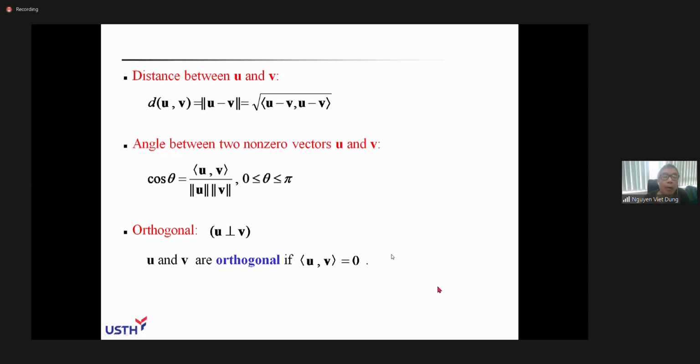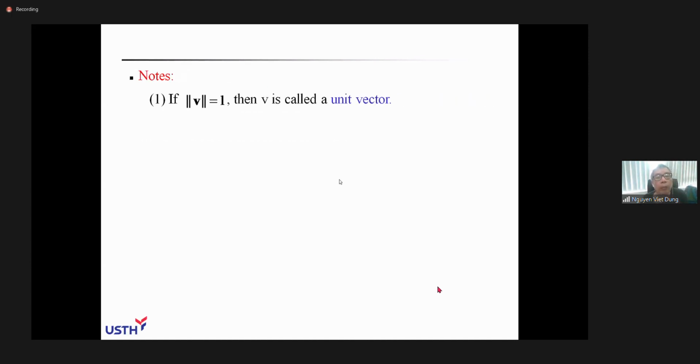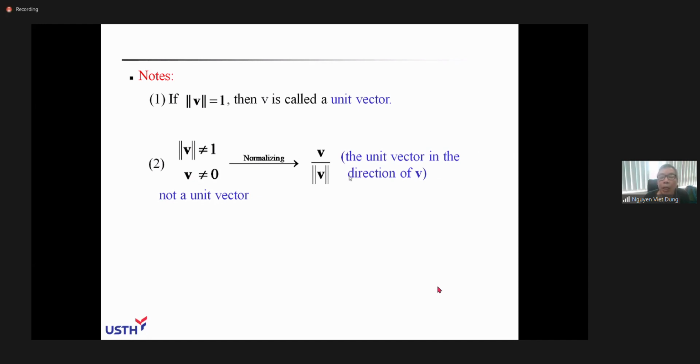So you see that now the angle, the length, and the orthogonality depend on the inner product. Two vectors may be orthogonal according to this inner product, but not orthogonal according to another inner product. So it always depends on the inner product. Then also we have the notion of unit vector, and in case V is non-zero and V is not yet a unit vector, we can normalize it to get a unit vector in the direction of the vector V.